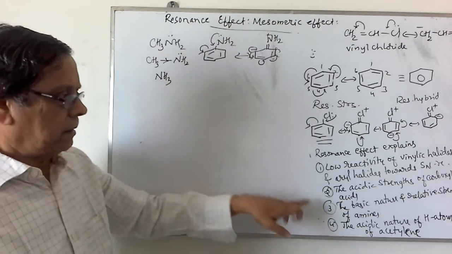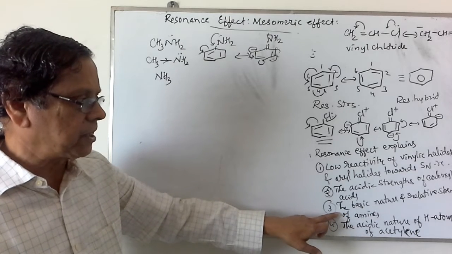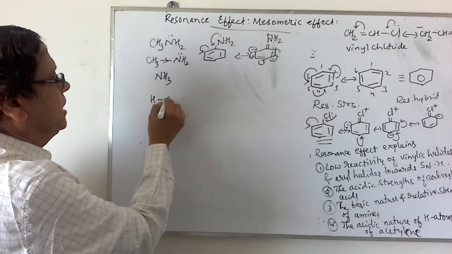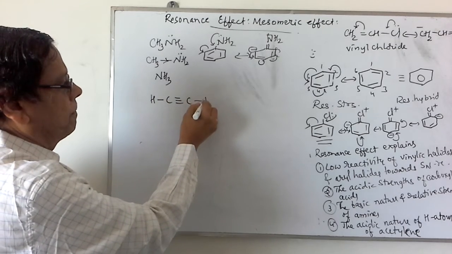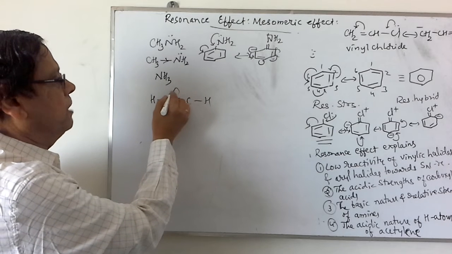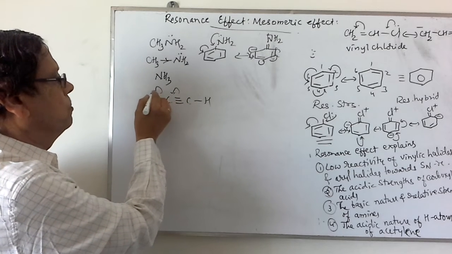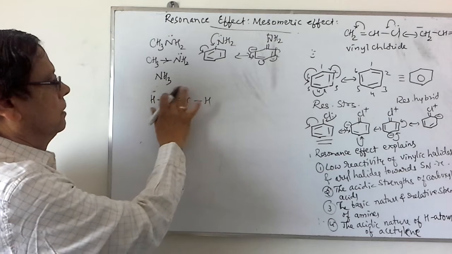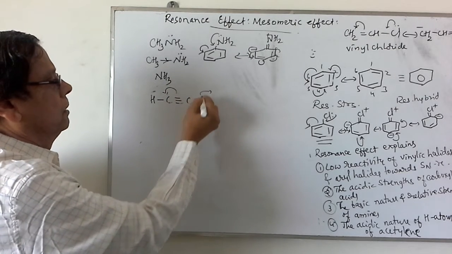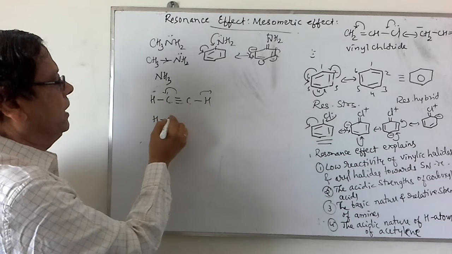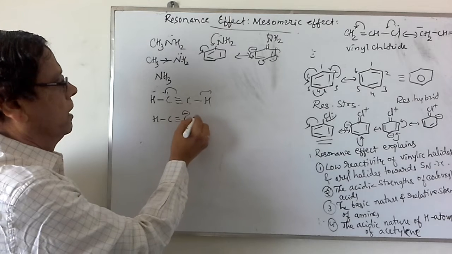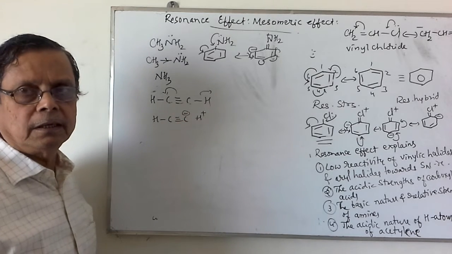So that is one point, that is basic nature and relative strengths of amines. Now if you consider this acetylene, HC triple bond CH, this pair of electrons will shift to this carbon atom and this hydrogen will go out. So it will give rise to HC triple bond C with minus charge and hydrogen with positive charge.